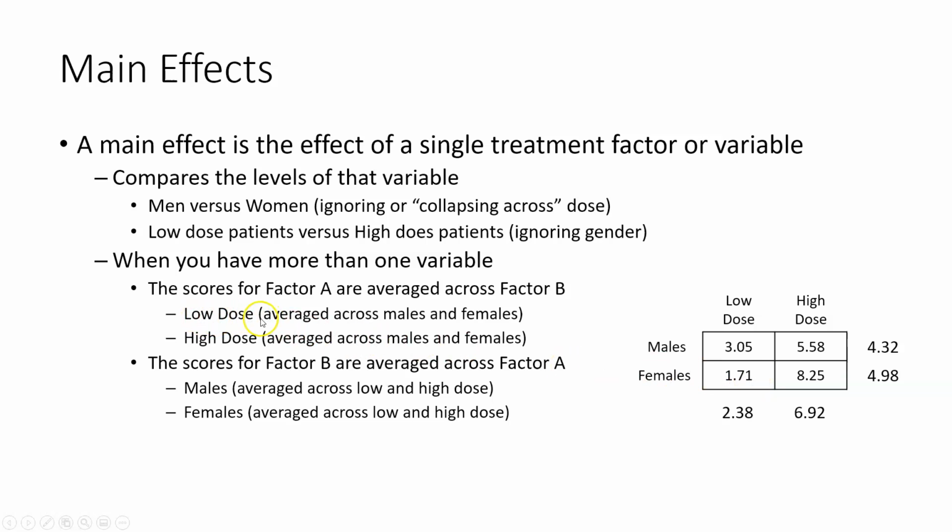So we would take the high dose, averaging across the males and females, and the low dose and the high dose, and we do the same thing over here. And then the scores for factor B are averaged across factor A. So we would take the males, ignoring or collapsing across or averaging across whether they were taking a low dose or high dose. We wouldn't care. We would take all 20 males, compute their average regardless of what dosage they were taking, and just figure out the mean.